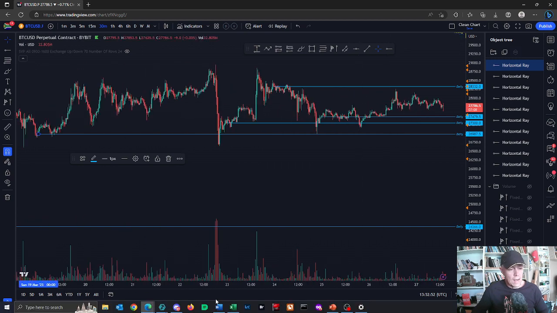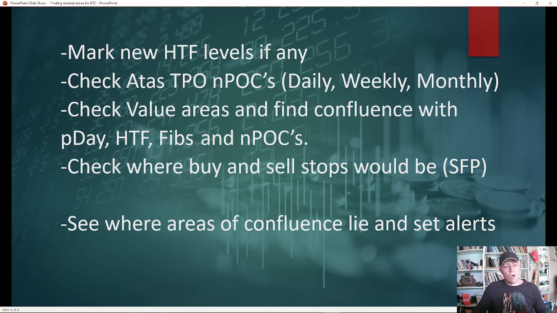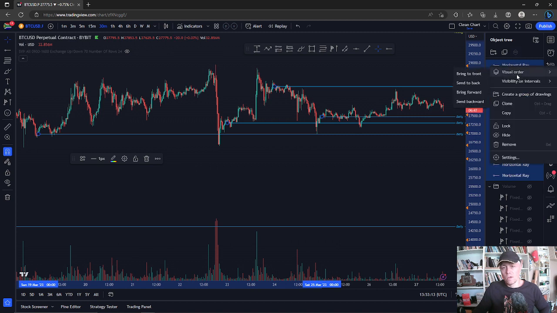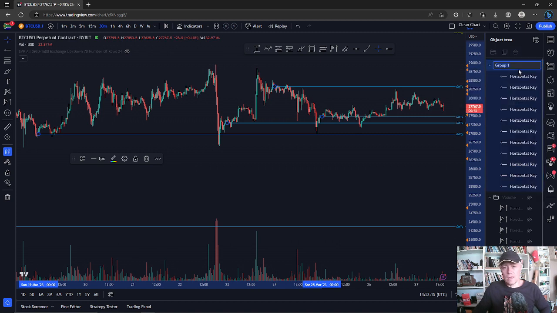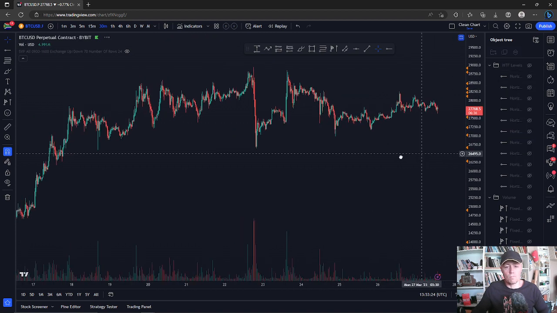Okay, let's look at the next thing that I do in my chart. Check Atlas TPO, that's time, price and opportunity, and nPOCs. So POC, as I explained, is the point of control, and the nPOC is an untapped level. So those nPOCs, before I do that, let's go and create a group of drawings there called high time frame levels, and I will go and turn those off so as not to create confusion.